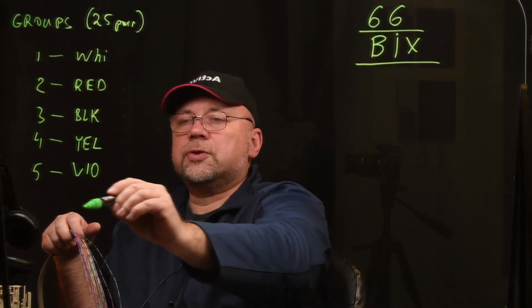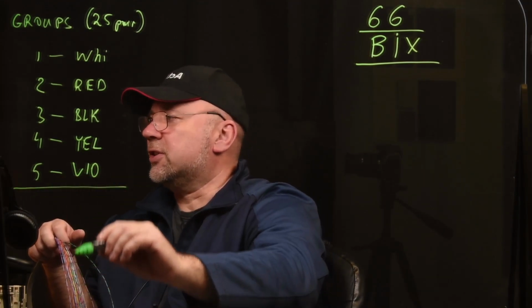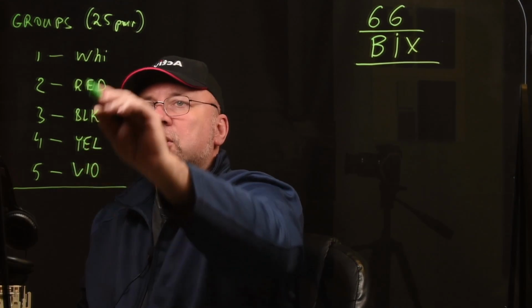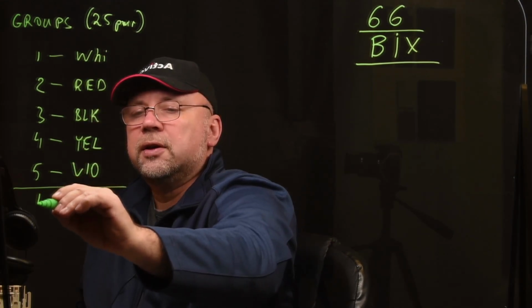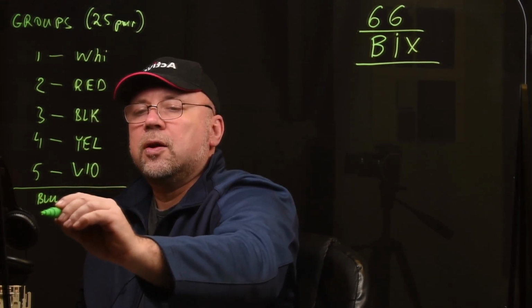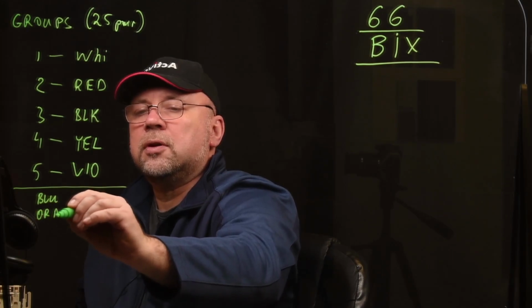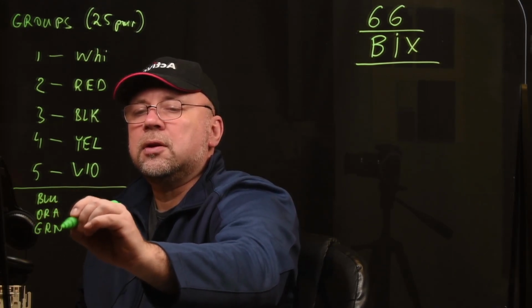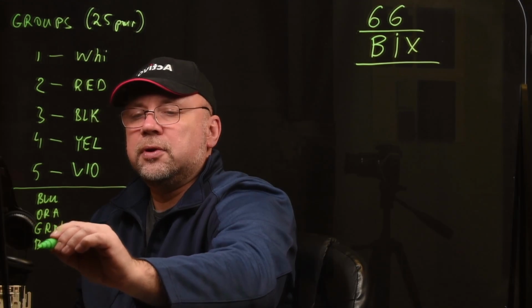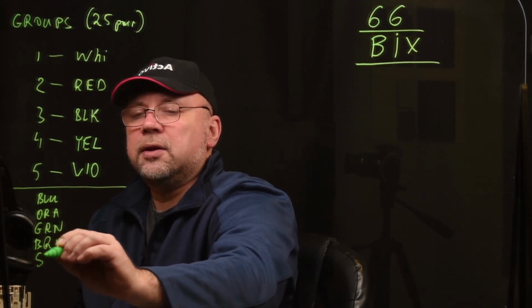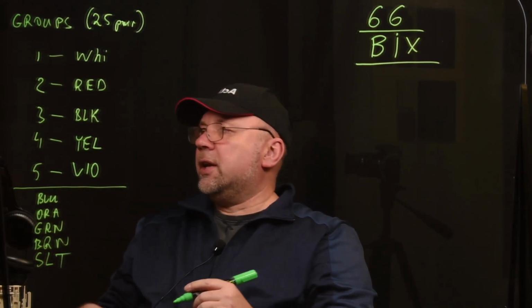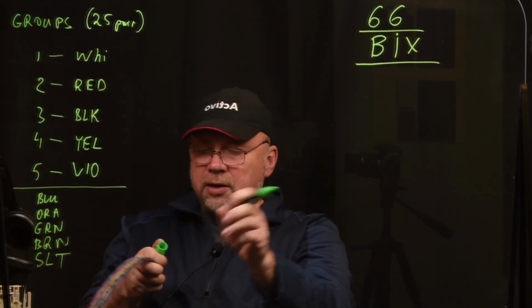Yellow. And violet is the last thing we ever need. Violet almost looks like violence. That's the last group. White, red, black, yellow, violet. Okay, so these are the groups. And as a review, as designations, every single group will have blue, orange, green, and we're going to have brown, and slate. Slate stands for gray. Okay.